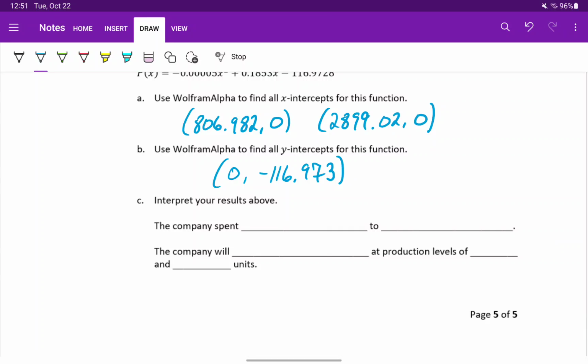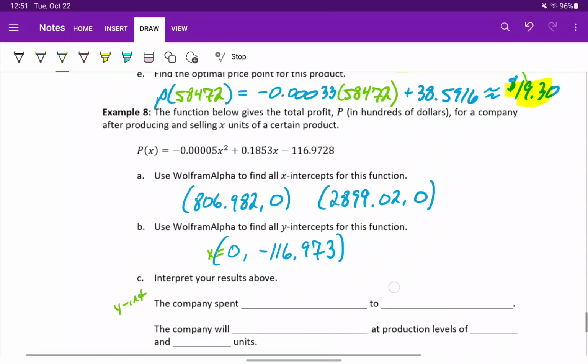The first statement starts with "the company spent." This is keying us into the fact that we're interpreting our Y-intercept, because at a production level of 0, we haven't produced anything, sold anything. All we have is the money that we've spent to begin production.